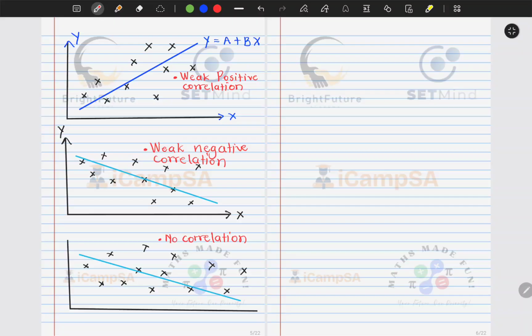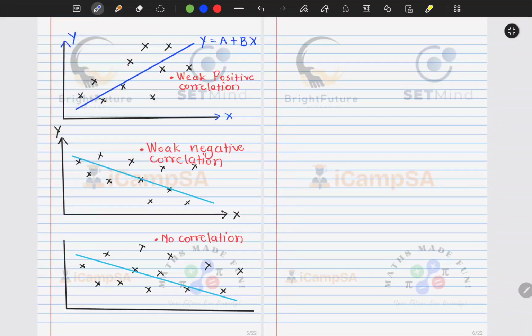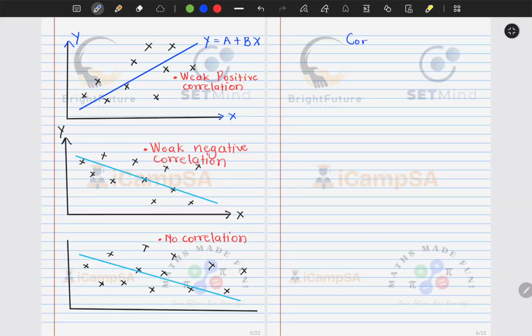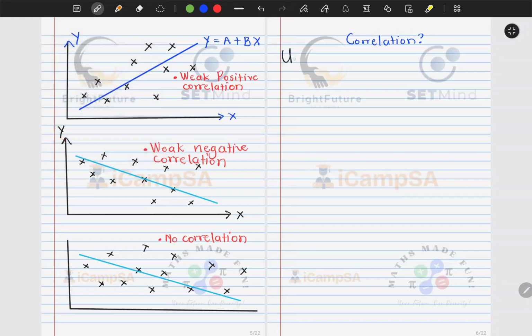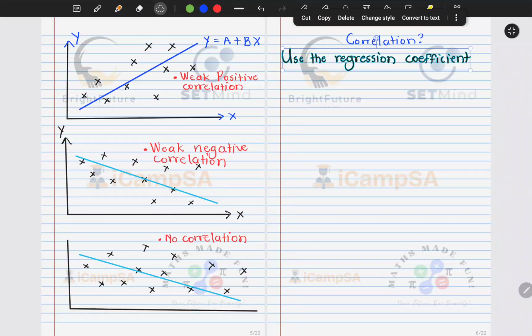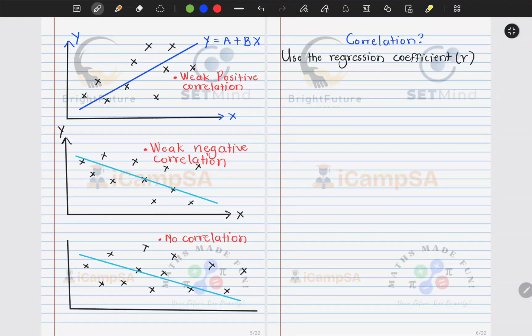But now we need to ask ourselves about correlation. And while we are thinking about correlation, there's something that we need to know, which is that in order for us to be able to figure out the correlation, we can use the regression coefficient. So if we are questioning that, what we should do is use the regression coefficient, and that coefficient is named R.